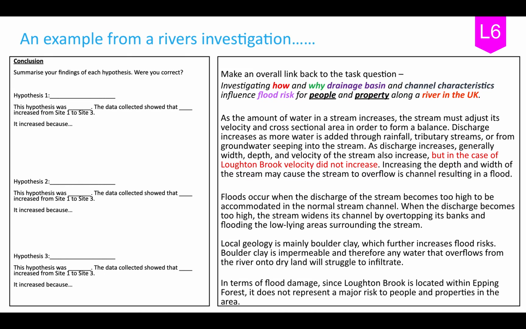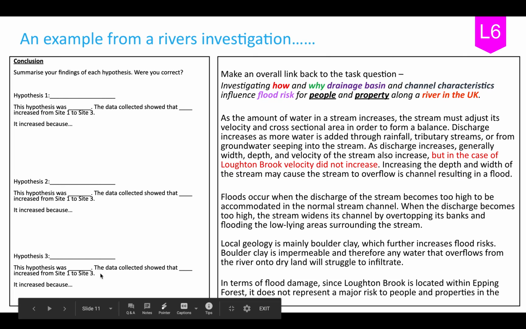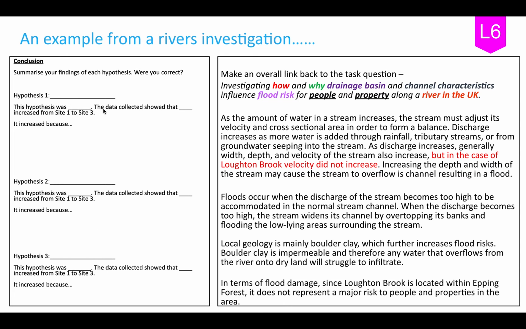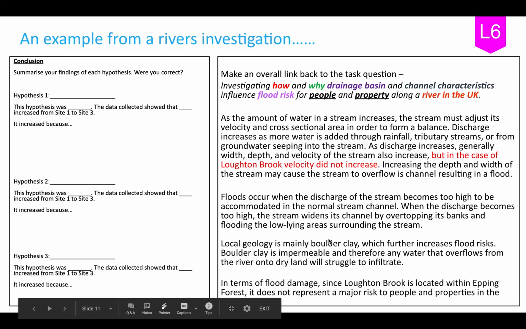We can do both human and physical investigations in geography. And this example, this model answer for a conclusion, is from a physical investigation. What you should be able to see here is that there's a little bit of structure. When you talk about your hypothesis, you say: the data that I collected showed that it increased or decreased, or it was proved right or it was proved wrong because of, okay?